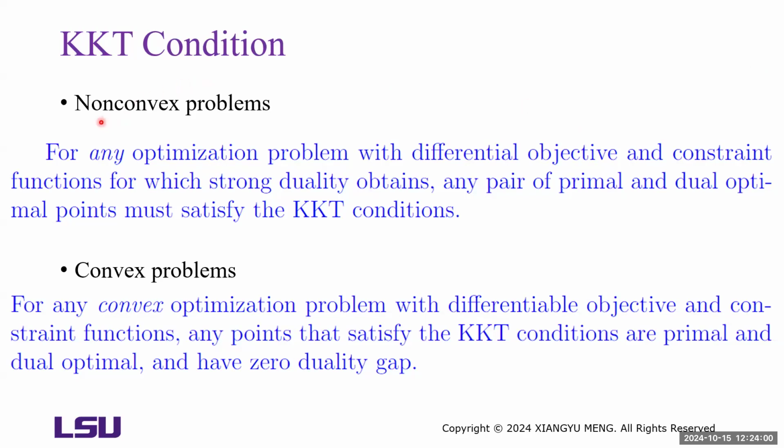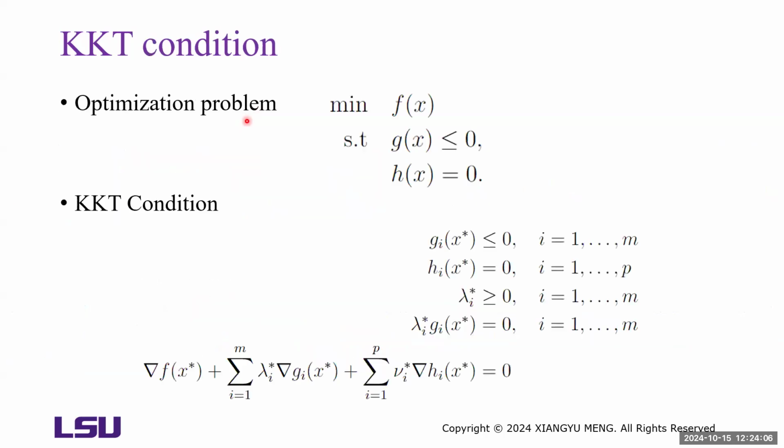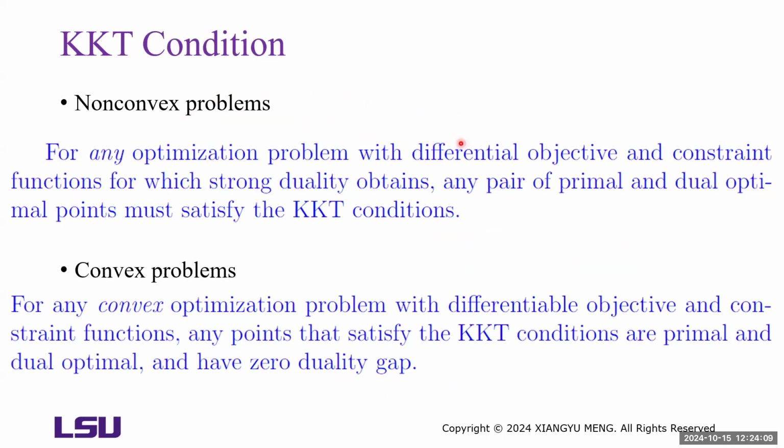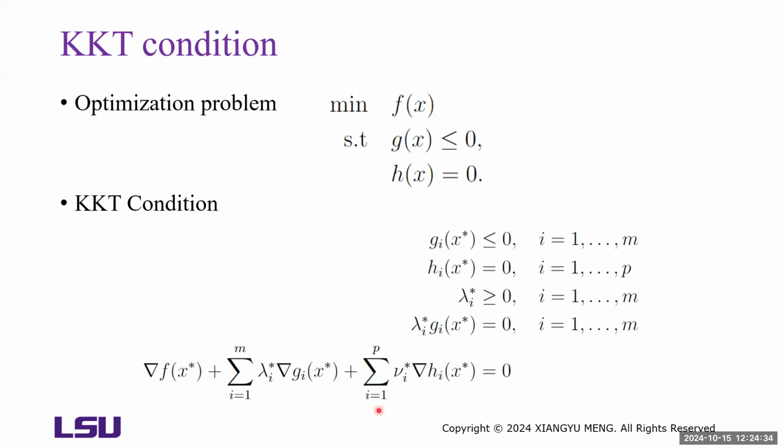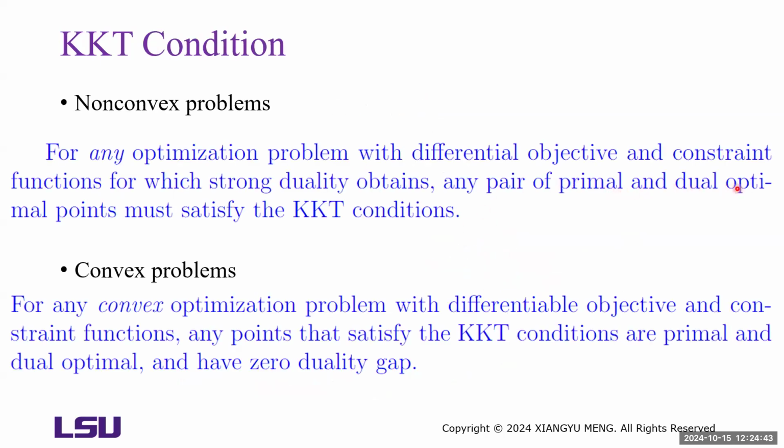In summary, we have the following conclusions for a non-convex optimization problem, in other words, when the original optimization problem is not convex. For any optimization problem with differentiable objective and constraint functions for which strong duality obtains, any pair of primal and dual optimal points must satisfy the KKT condition. Therefore, the KKT condition is a necessary condition for the primal and dual optimal points of a non-convex optimization problem.